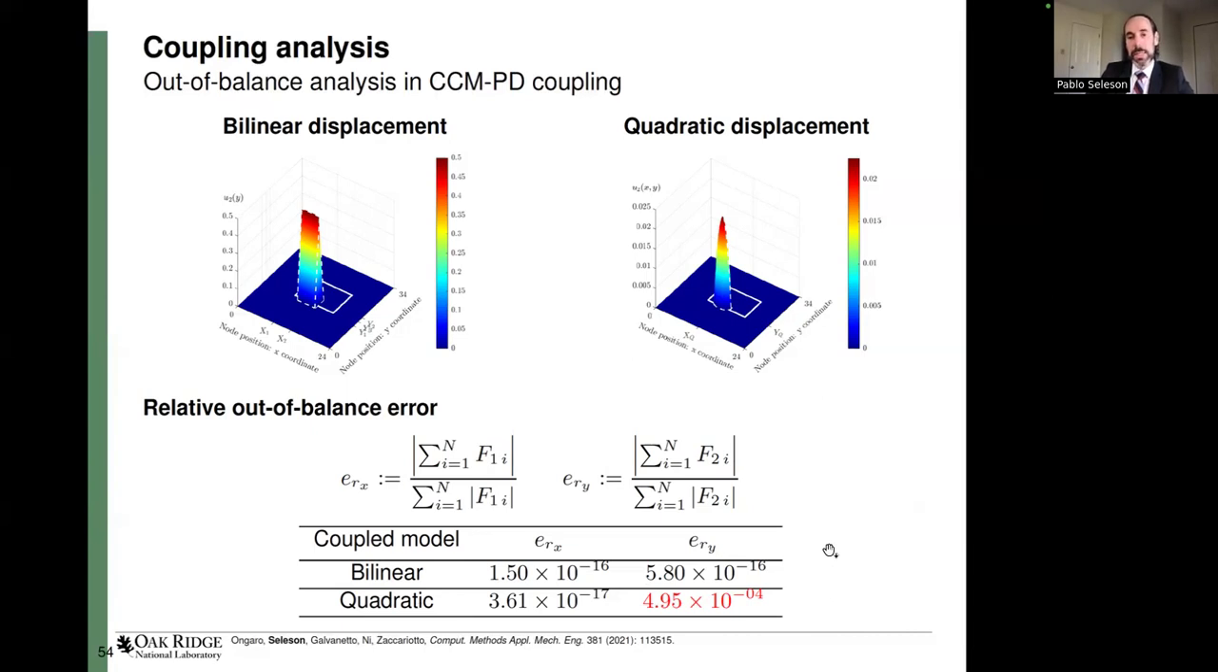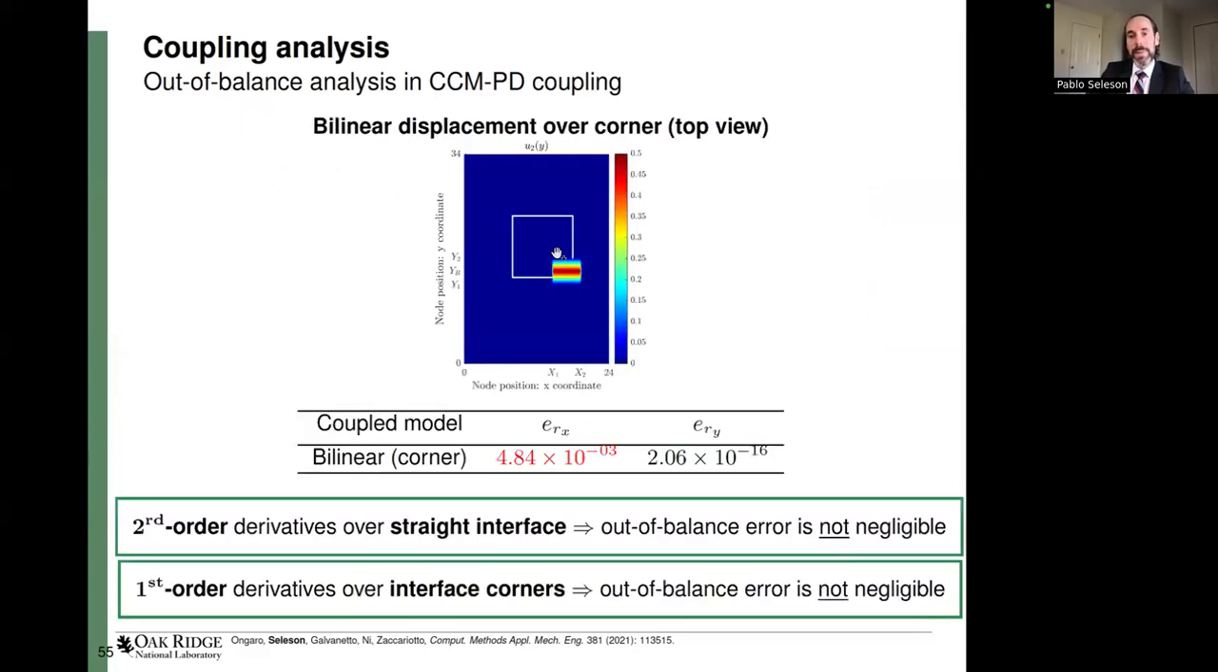But more interesting is that if we look into applying a deformation over a corner, in this case a bilinear deformation, now we do see errors, which brings the insight that now the error is not just dependent on the deformation, but it now depends on the shape of the actual interface.